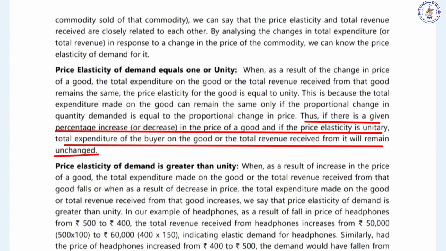Total percentage increase in the price of the good and the price elasticity is unitary, and the total expenditure of the buyer or the total revenue received from it will remain unchanged. There is no change in the total revenue received. So in that case, the price elasticity of demand is equal to 1.